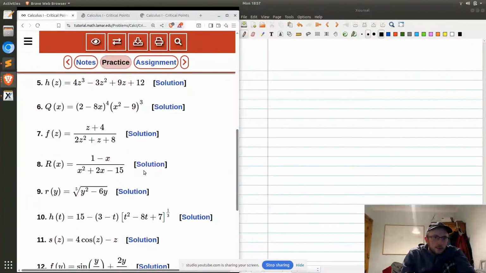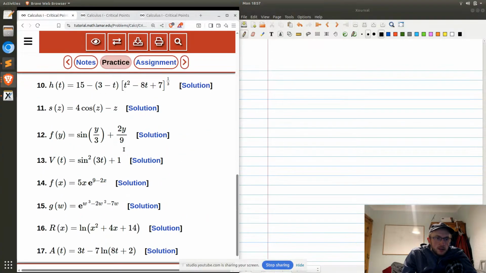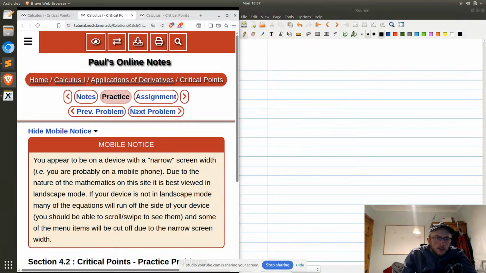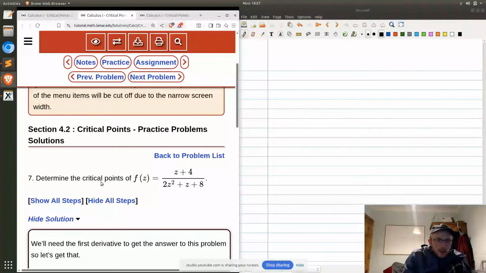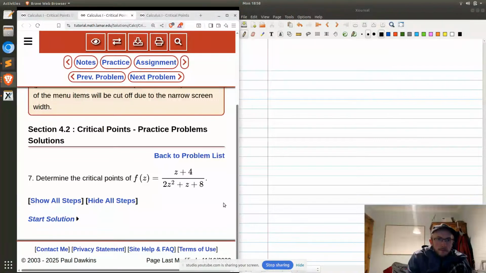Next up, problem 7 and 8. Okay, it goes on for some time, but that's absolutely fine. Whoa, whoa, whoa. Okay. Right, so we've got to determine the critical points of f of z here. So first we think about what is excluded from the domain of f.